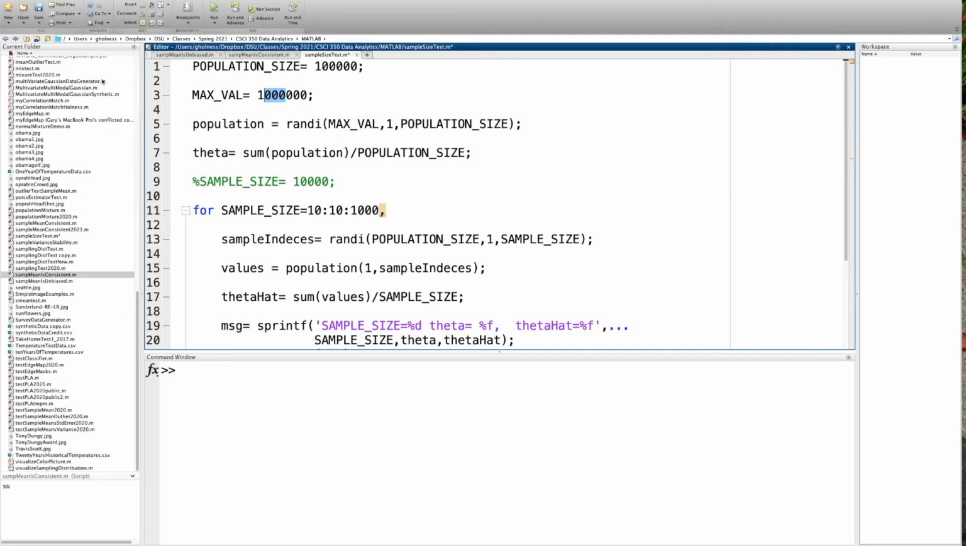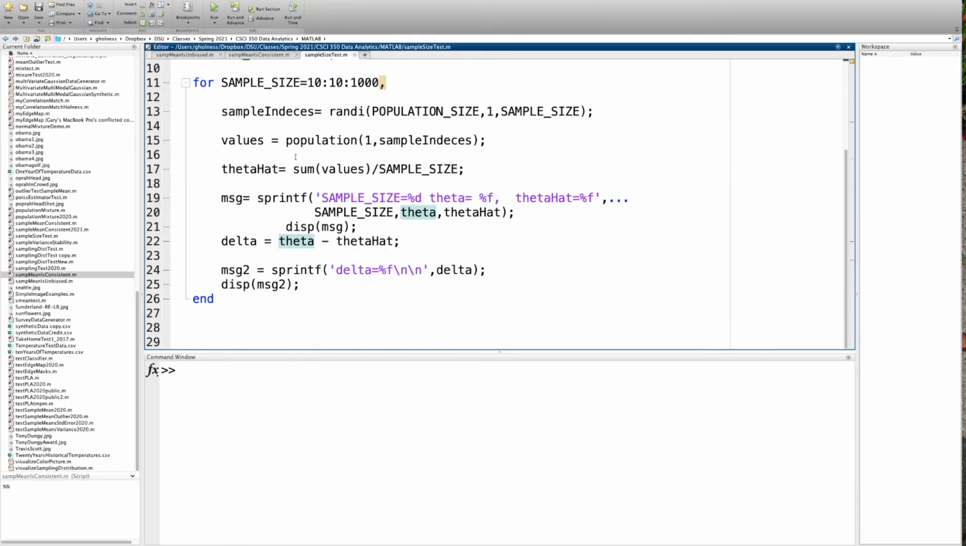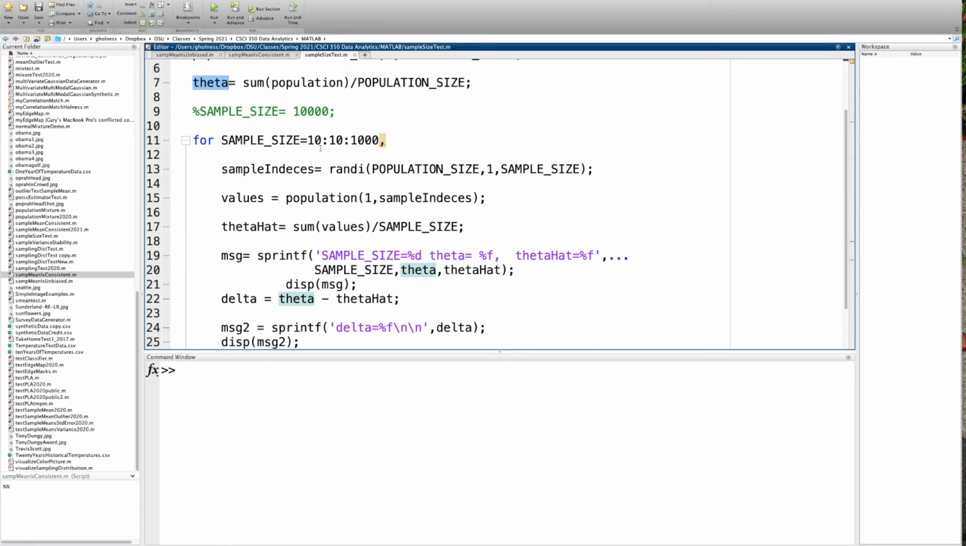And so I start out and I create randomly a value between 0 and 1 million, and I do that population size many times. I take those values of the population that I randomized, sum them together, and divide by the size of the population, that 100,000. So that is going to be our theta. That's going to be the ground truth mean of the population. That's going to be a population parameter. So then I go through a number of sample sizes, starting at 10, going up by 10, up to 1,000.